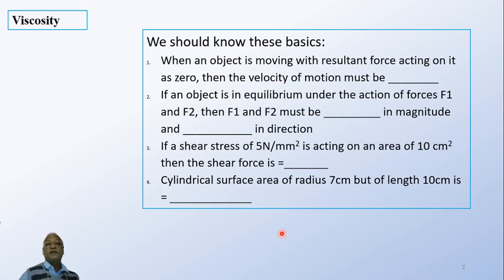Before going further, we'll revise a little fundamentals. We should know these basics. When an object is moving with resultant force acting on it as zero, then the velocity of the motion must be. Think of an answer. I'll try to explain the same thing, but if you can come up with an answer, it will be better.